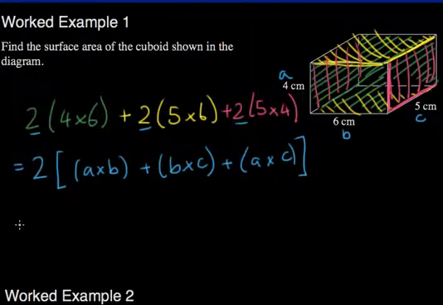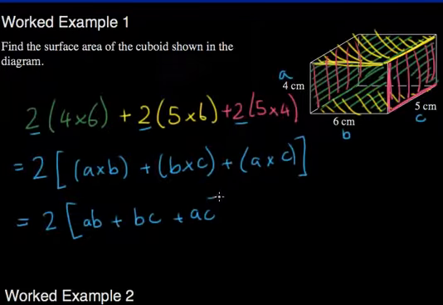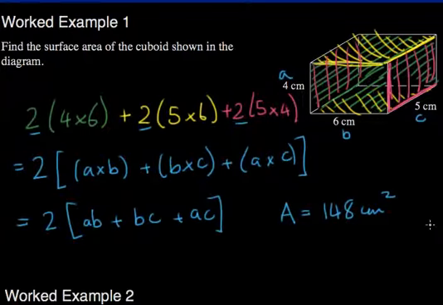And we could simplify all of this to just make the formula two lots of. We can write A times B as just AB, B times C as BC, and A times C as AC. And this is the formula for working out the surface area. So in this case, if I were to multiply all these together, in the original equation, I'd find that the area is 148 centimeters squared.